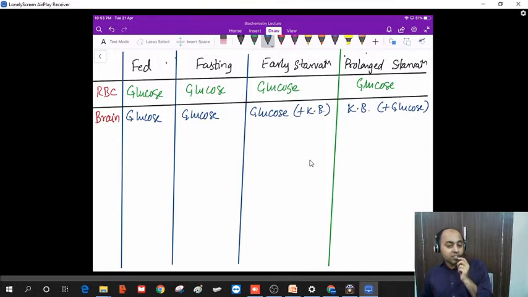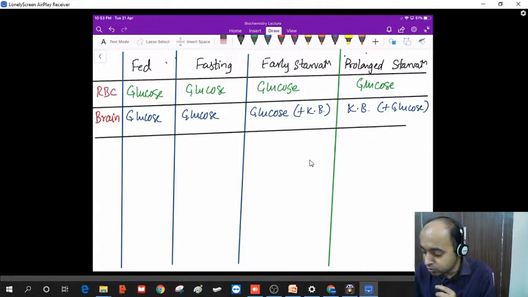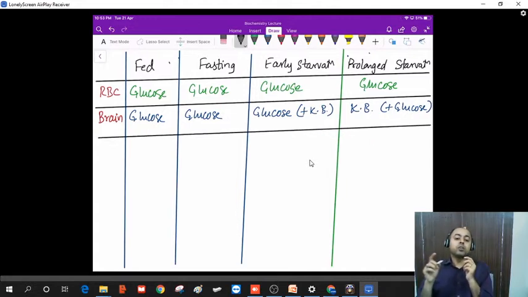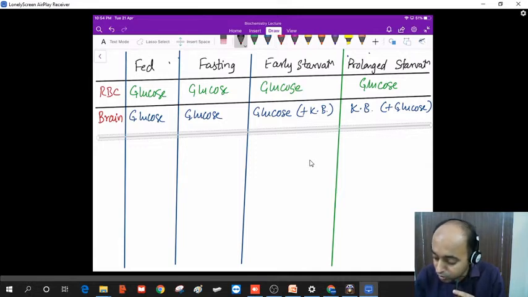So remember, in prolonged starvation, the brain switches from glucose to ketone bodies. A lot of us make this mistake. We think that brain will always use the glucose. This is not correct. In prolonged starvation, the brain can switch to ketone bodies, but you need to give time to brain to make this switch. If you suddenly decrease the level of blood glucose, then the brain cannot switch to ketone bodies. If the fasting is prolonged, only then this switch can occur. Sudden drop in blood glucose will result in loss of consciousness.